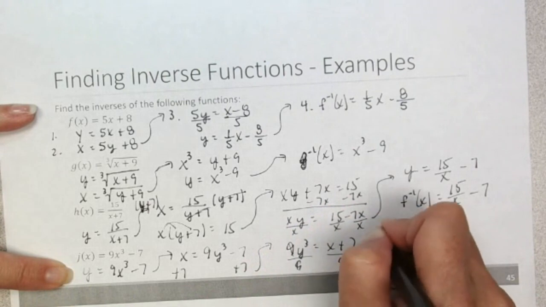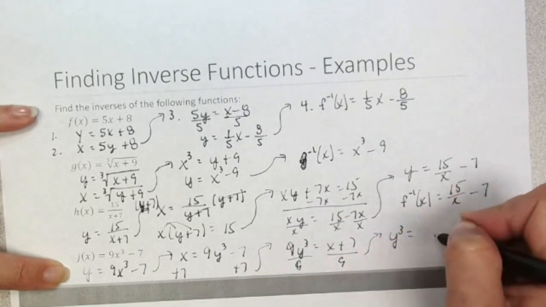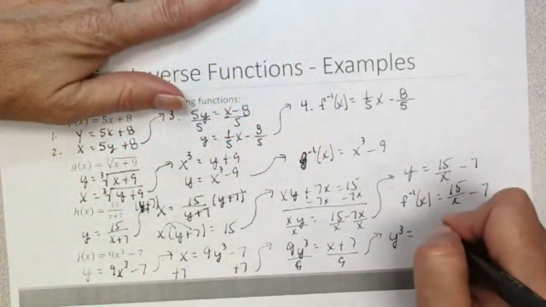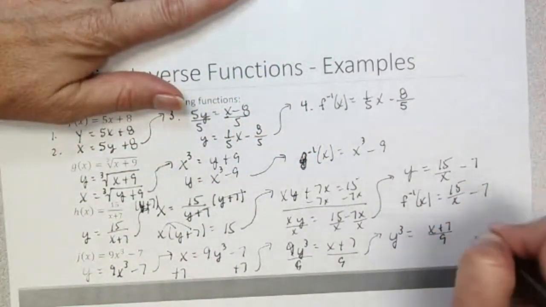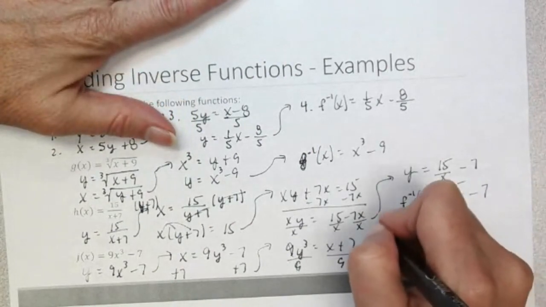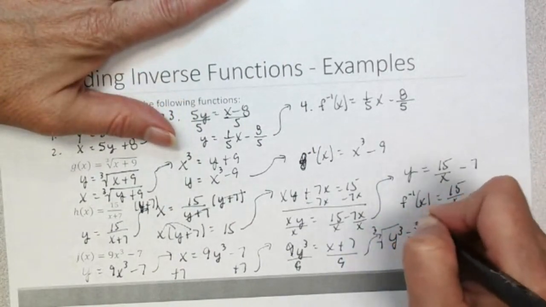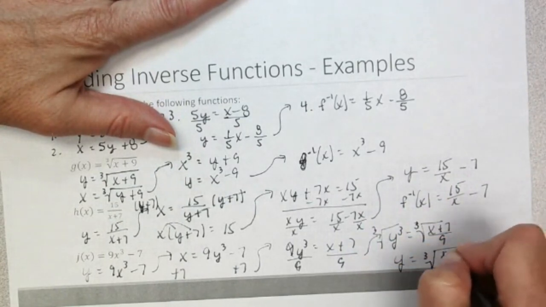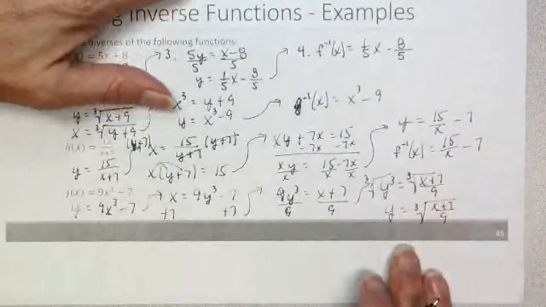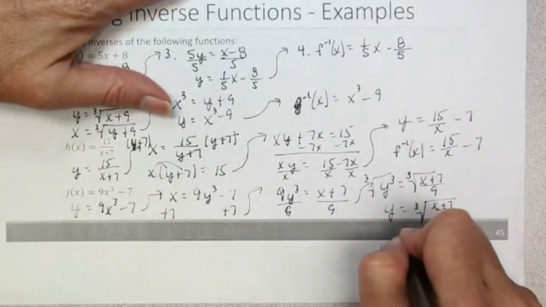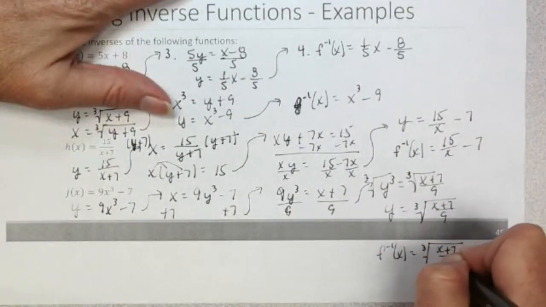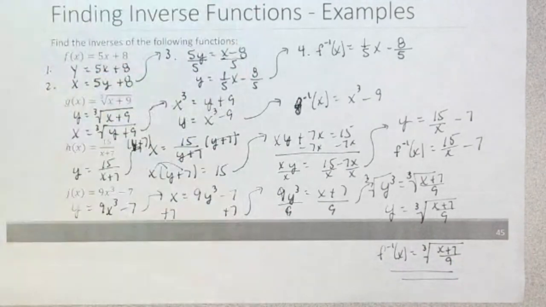So now y cubed equals x plus 7 over 9. And we'll need to take the cubed root of both sides to get just y. y then equals the cubed root of x plus 7 over 9. Lastly, in function notation, f-1 of x equals the cubed root of x plus 7 over 9. And that ends the lecture on inverse functions.